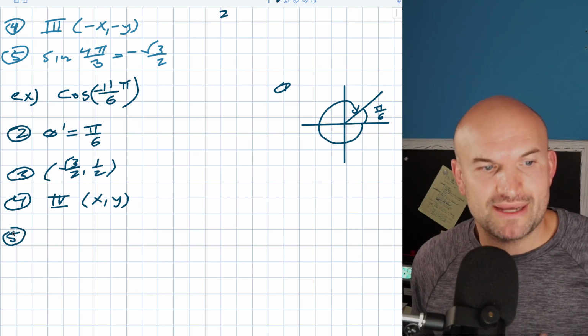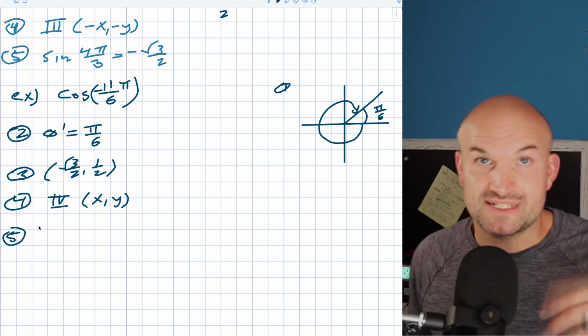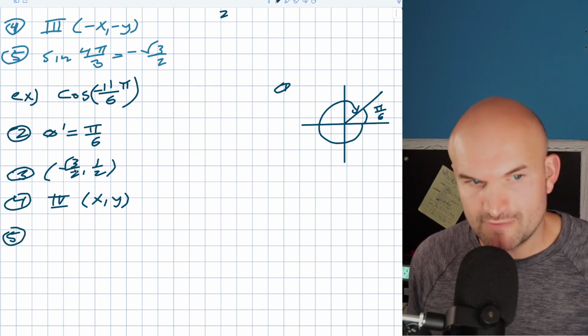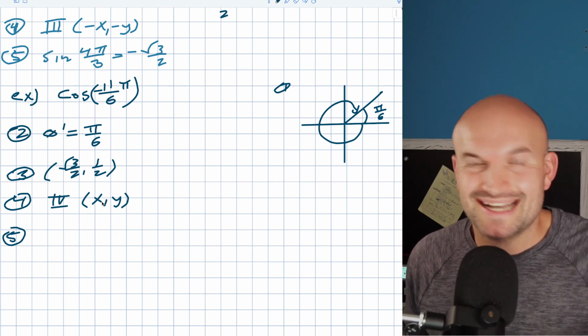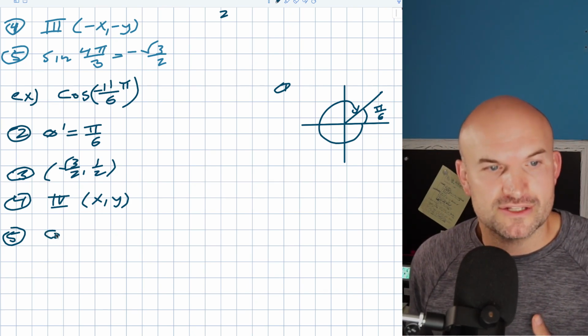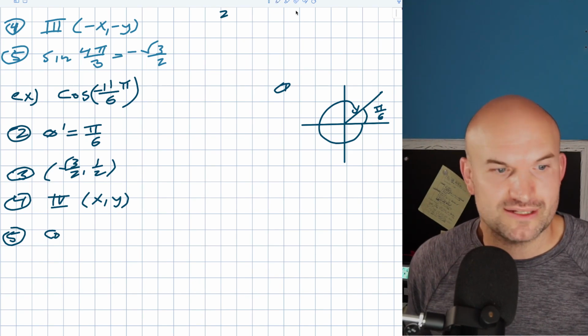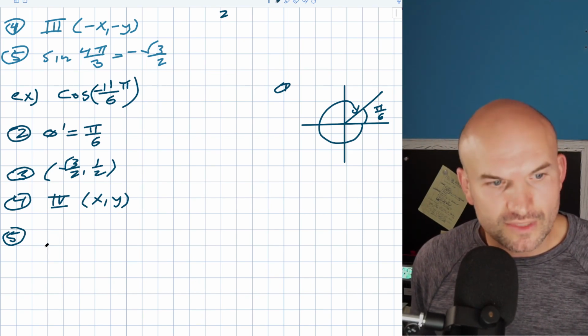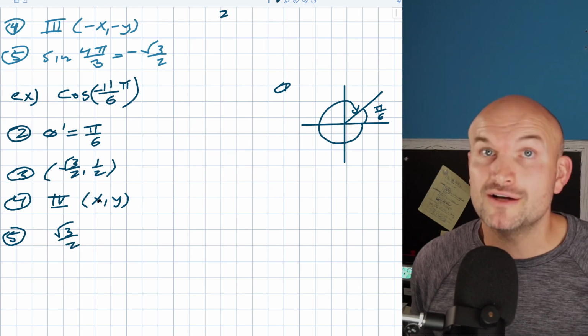And then I'll evaluate. So cosine of an angle, remember, represents the x-coordinate. So what is my x-coordinate on my coordinate point? Square root of 3 over 2. Again, it's in the 1st quadrant, so everything's positive. So therefore, let me just write the answer. I don't need to rewrite the whole expression. So my answer in this case is going to be square root of 3 over 2.